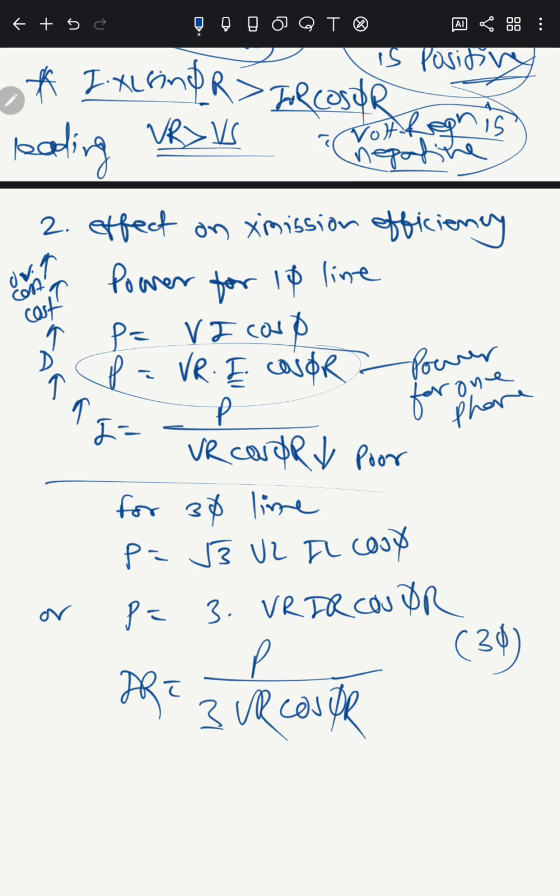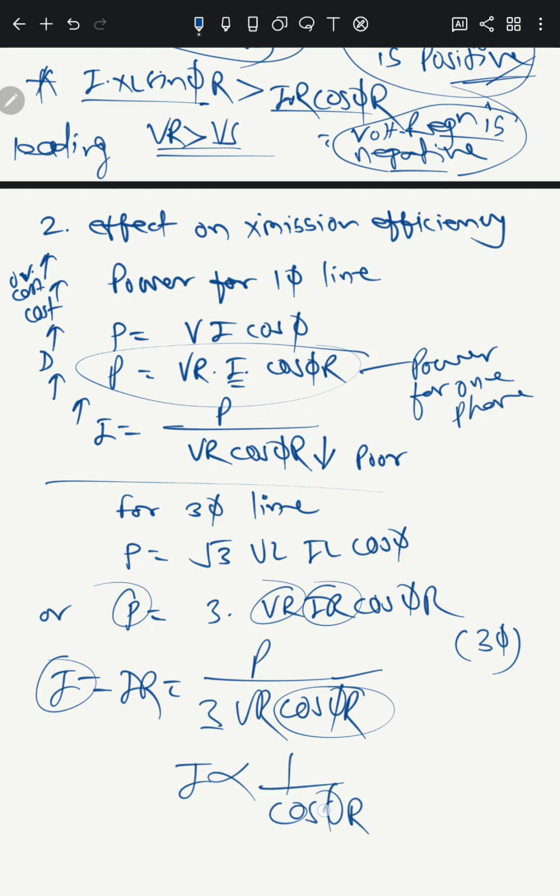So it is clear that in each case, for a given amount of power to be transmitted, that is power P, and receiving end voltage VR, the load current I, which is also IR, is inversely proportional to the power factor.